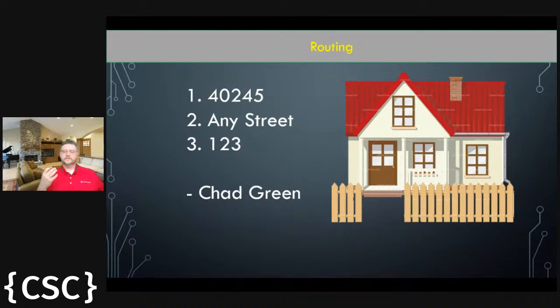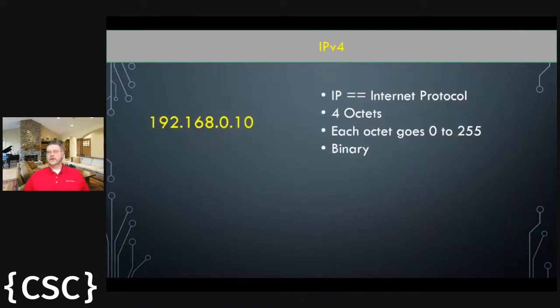So now let's look at an actual addressing. When we talk about IPv4, we're going to stay with version 4 for now, and we're going to understand how that actual address occurs. So I want to take a quick example of 192.168.10.10.